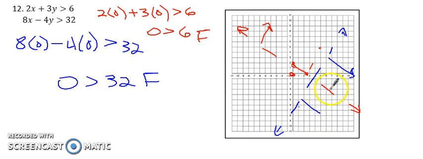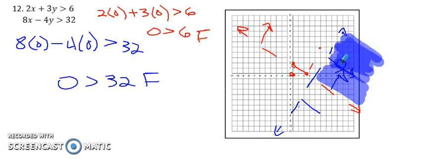So where are they both true? This region right over here. The lines both overlap each other here. Right? So any point that we pick from that section is going to be true.